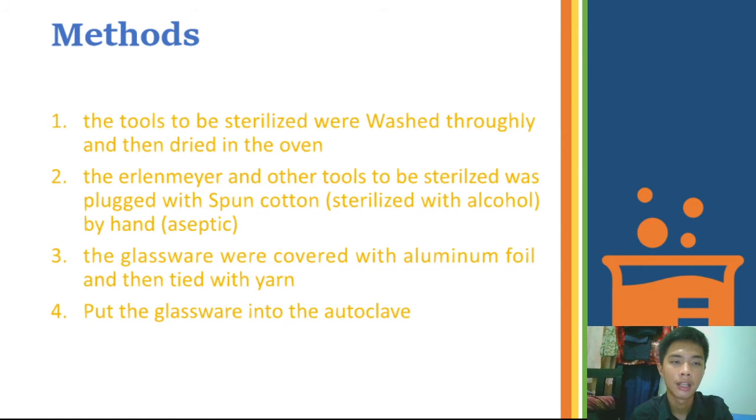Next, the Erlenmeyer and the other glassware to be sterilized are plugged with cotton, which has already been sterilized with alcohol, using your hand, which is already aseptic. And then the glassware is covered with aluminum foil, or you can use brown paper, and then tied with yarn. After that, put the glassware into the autoclave.